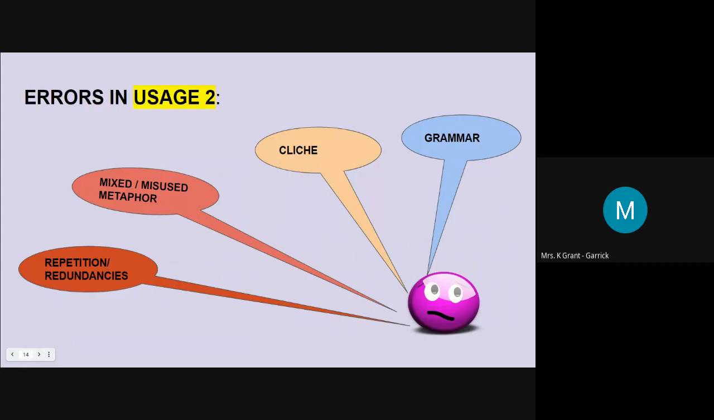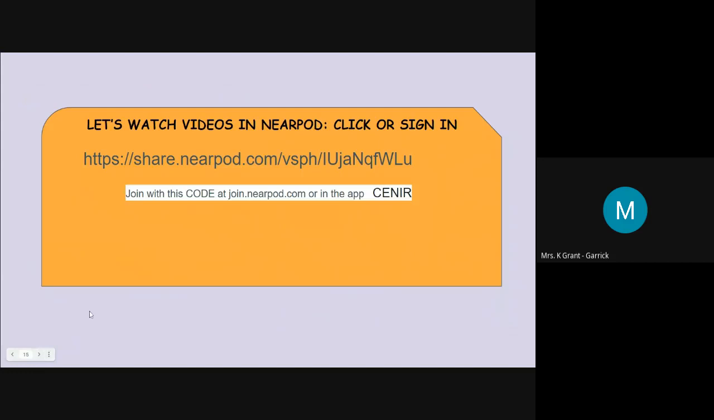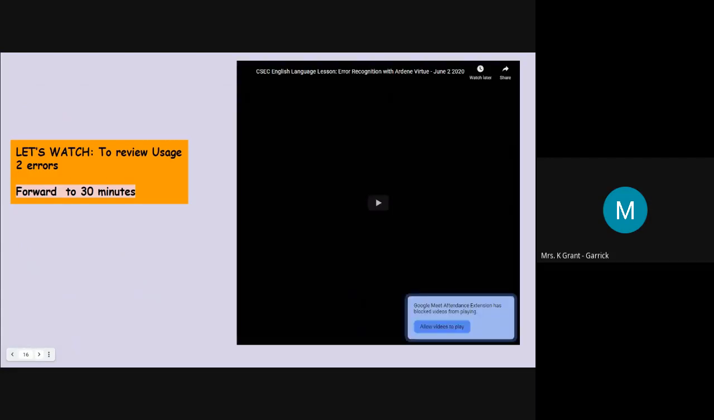Now, in usage 2, we just did this two months ago, I think, or one month ago. The focus is on identifying the ideas for repetition, mixed or misused metaphor, cliche, or errors in grammar. And of course, I tell you A, B, C, or D. There's a little link here that you're asked to go to. This could give you some videos so that you can see how to progress. It's kind of like an interactive game, so I'm hoping that you are able to go onto the Google Classroom platform and play that for yourself.